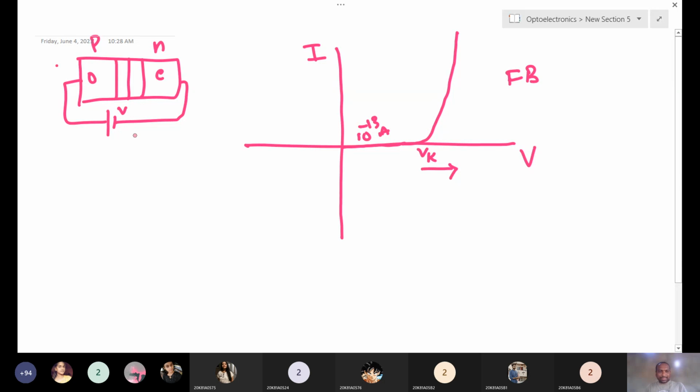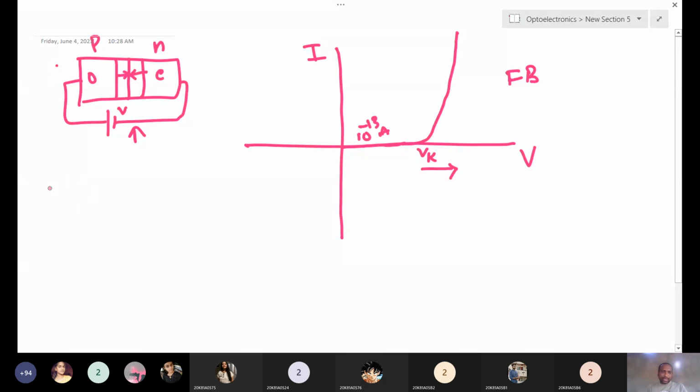If you increase the forward bias voltage, these holes and electrons get sufficient energy and diffuse towards the interface, towards the junction. At that time current flows in the circuit, and we will observe some current in the device. That is why there is a sharp increase in current after knee voltage. After knee voltage, even a small voltage gives a huge current in the device. This is the IV characteristic of an LED.